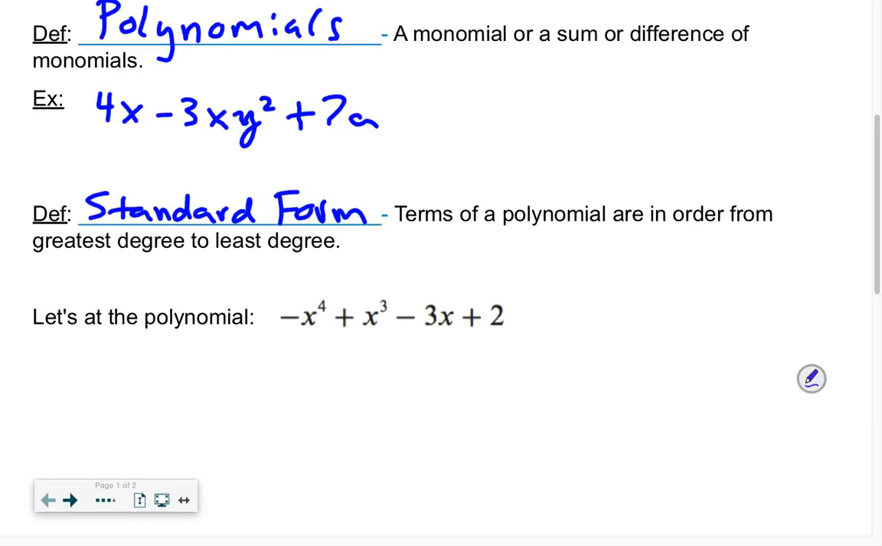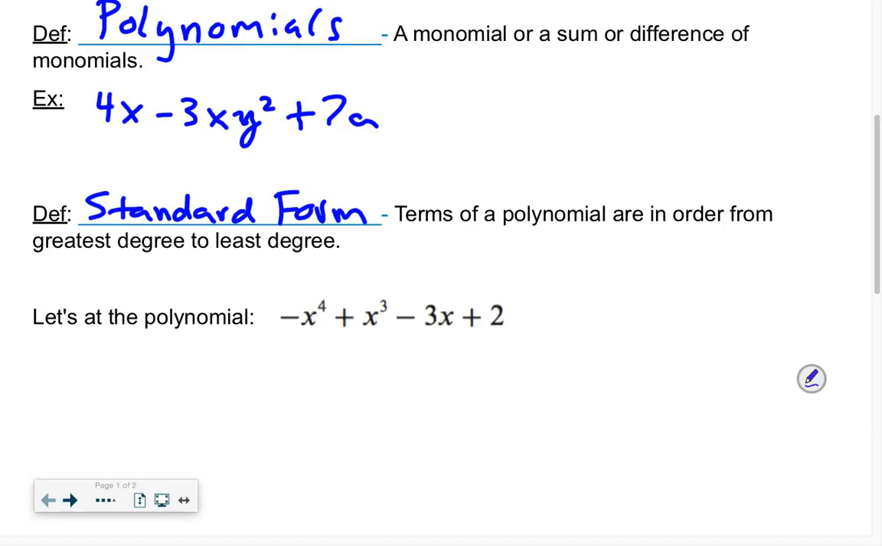So here's a look at a polynomial. This is in standard form. How many terms do we have up on the board? 4. Yep. 1, 2, 3, and 4. Standard form because we start with the highest degree, which is the exponent, and we work down to our smallest.